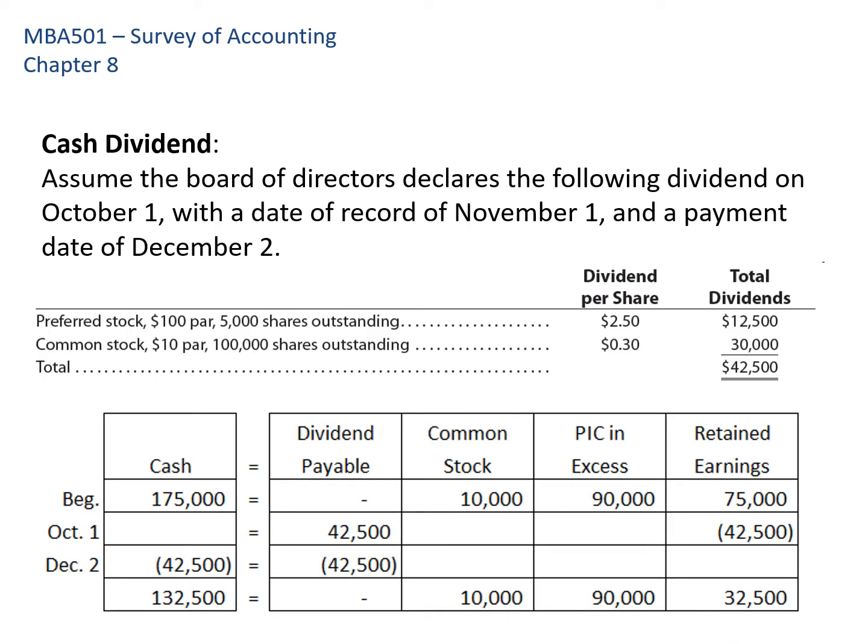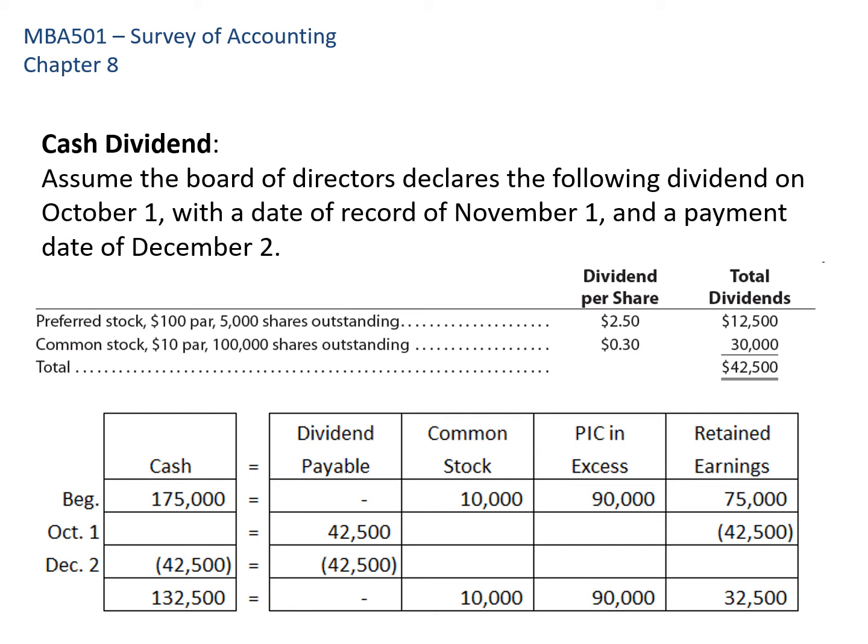So for a cash dividend here, we have an example where they declare the dividend on October 1st. The date of record is November 1. The payment is December 2nd. In this case, they have a $2.50 dividend per share for preferred stock. That amounts to $12,500. And then a 30-cent dividend per share on common stock, which amounts to $30,000. So the board of directors has approved or declared a dividend of $42,500.